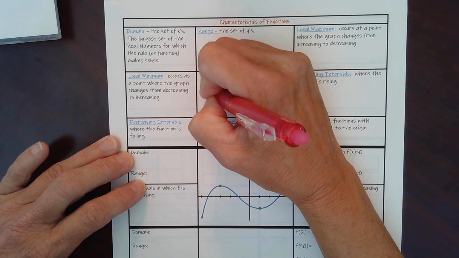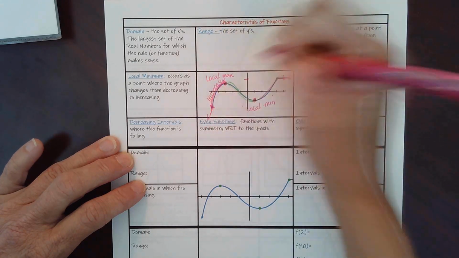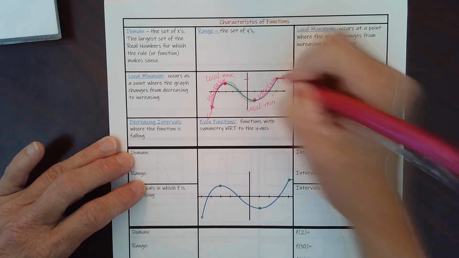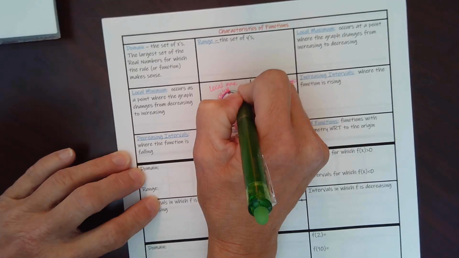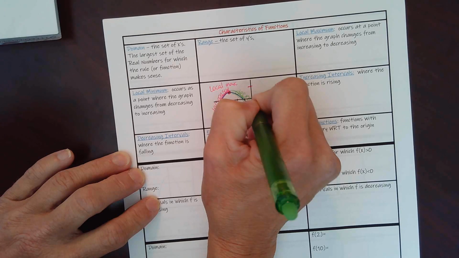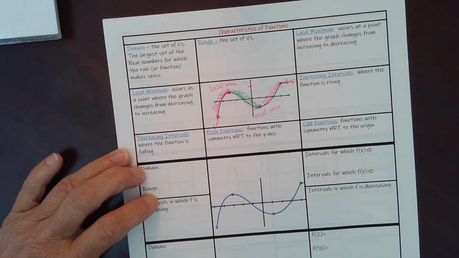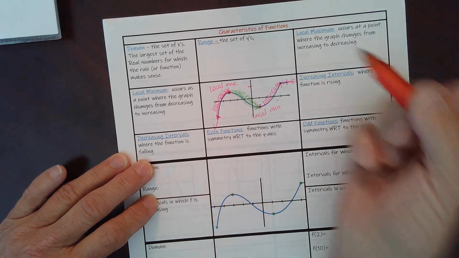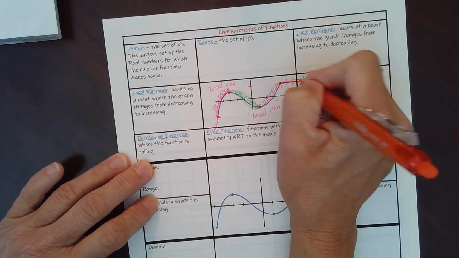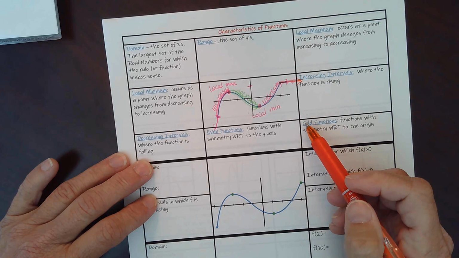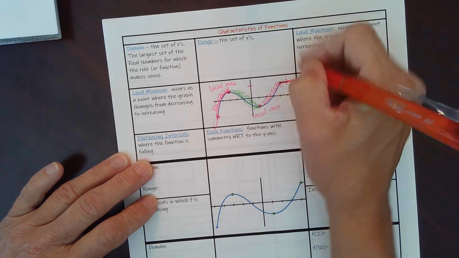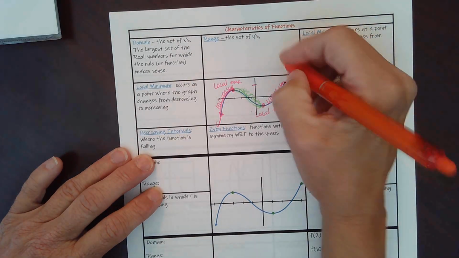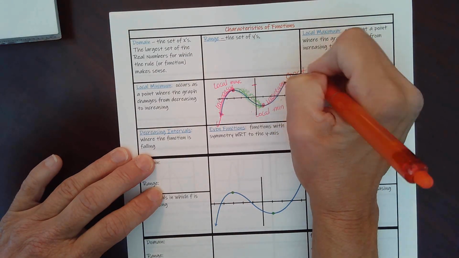the function is increasing here. The function is increasing on this portion. The function is decreasing or falling. And then one of the other things that I haven't necessarily included is that this portion right here, this particular portion of the graph is not increasing, it is not decreasing, it is remaining constant.